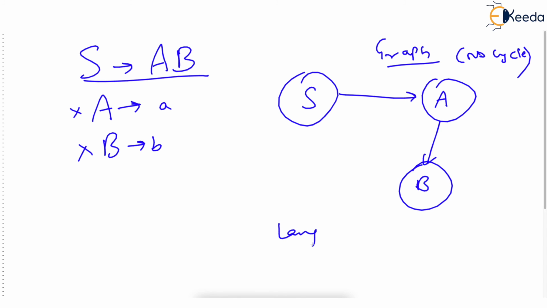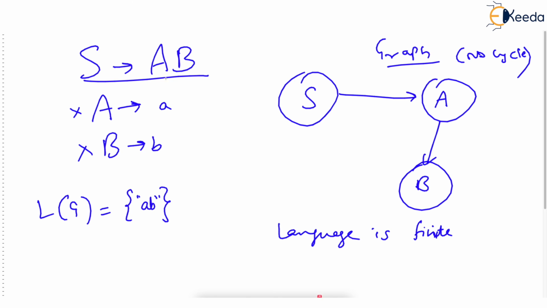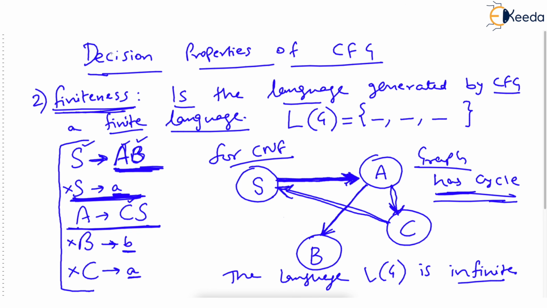Then the language generated is finite. And indeed, the language generated is finite. In this language, there will be only one string, ab, that's all. Because S derives AB and in the next step, A gives a and B gives b. This is the only string in this language. So this is finite. The point is that the finiteness property is solvable. There exists an algorithm in which we can draw a graph and check for cycles. If there exists a cycle, then we say that the language is infinite.